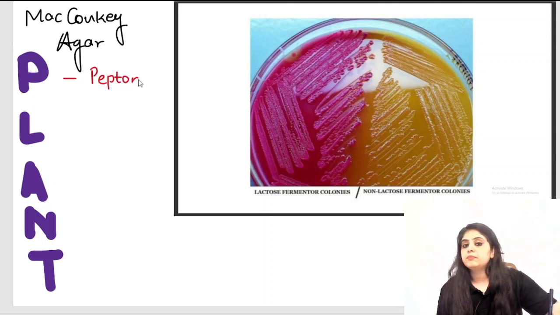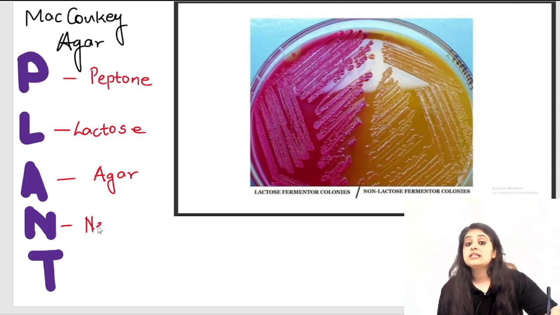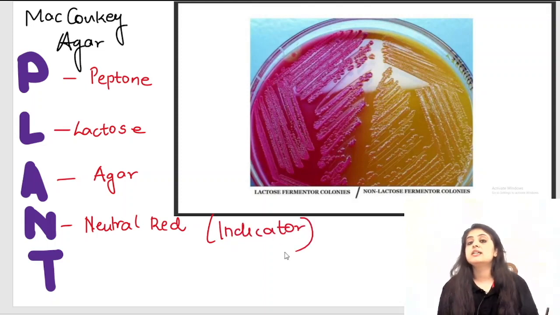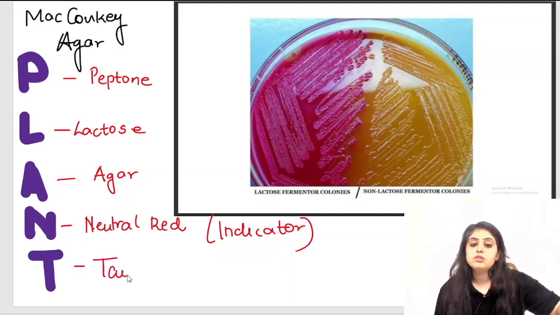It contains peptone, then it contains lactose because I want to find out lactose fermentation. Then it is an agar, so it has to contain that. It contains neutral red, and that is what is going to change the color. If you ask me what is the indicator that you have in this media, why are you calling it an indicator media? Because it's a neutral red. And lastly, we have something called taurocholate.